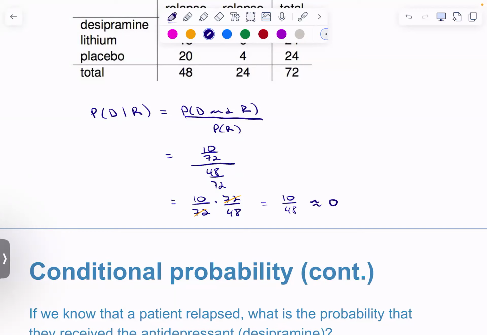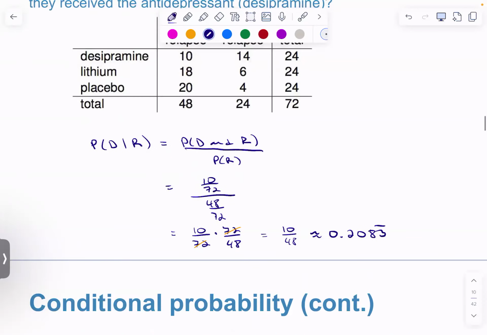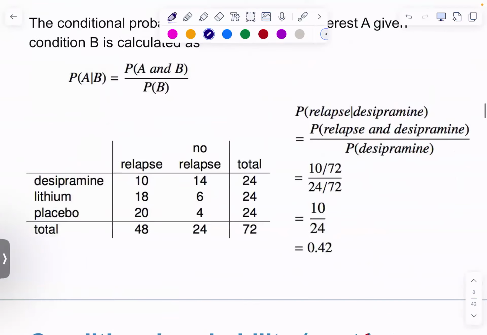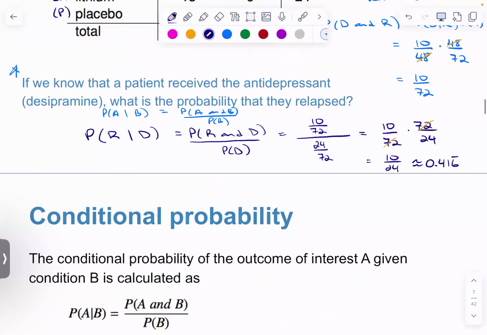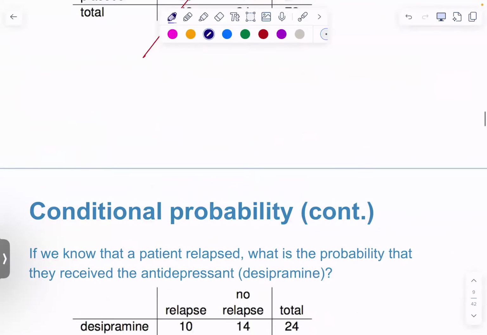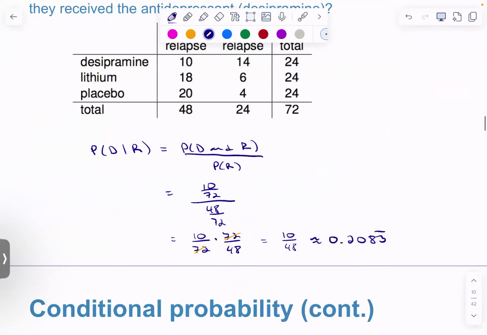10 over 48 is roughly 0.20833, which is different from the one that we just did. Same idea though, but we just did the probability of relapse given desipramine, versus the probability that they were on desipramine given that they relapsed. Kind of different situations.